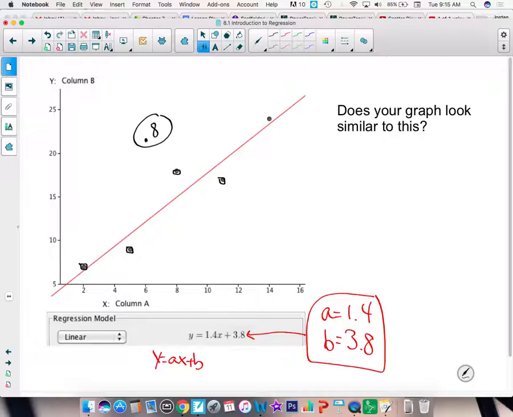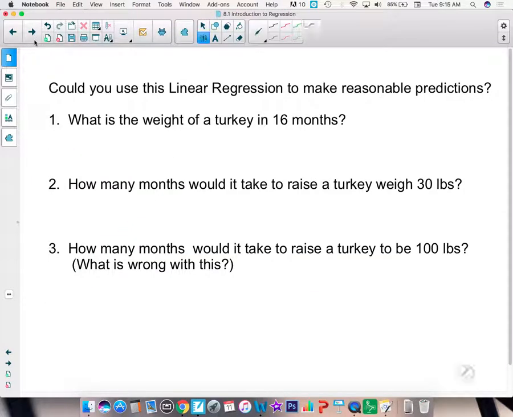Now we're going to use that to figure out some extra pieces of information. Remember, our equation is this. Now we can use that to extrapolate or interpolate. Could you use this linear regression to make reasonable predictions? Well, I would say yes, because the data fits pretty well.